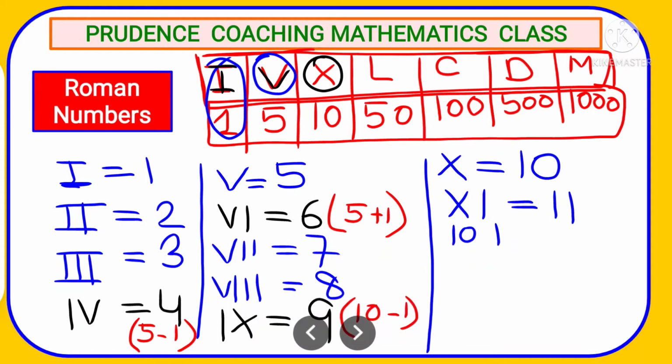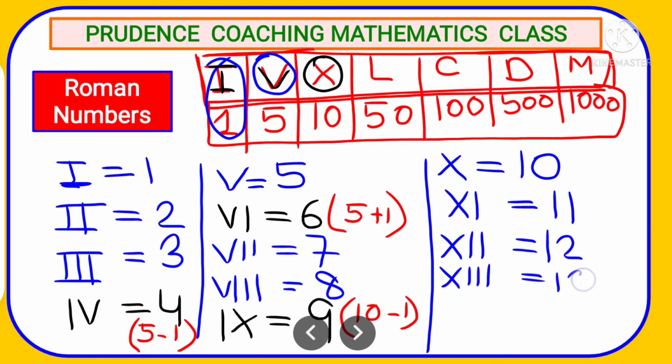Next, let's see how you are going to write 12. So this one is 10, 11, another one time, that is 12. So here this is 12. How you are going to write 13? X means 10, 11, 12, 13. So you can write 13 like this. Here we have repeated I for the 3 times and we know maximum number of repetition is 3 times. You have written 13 like this.